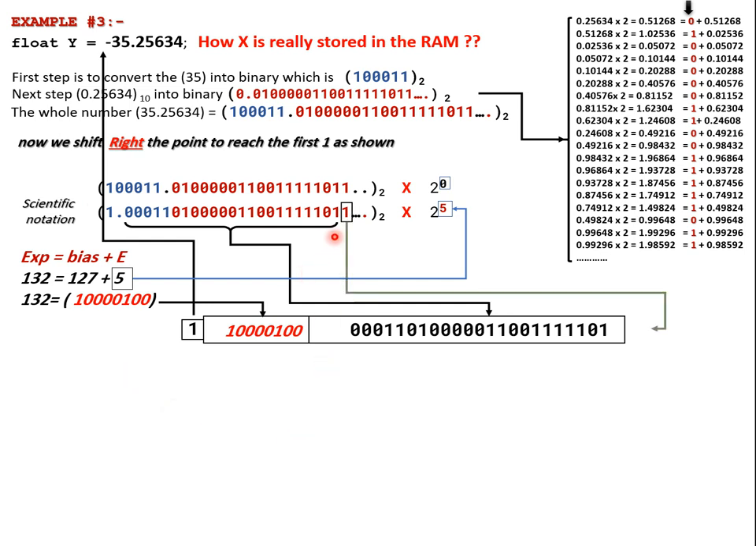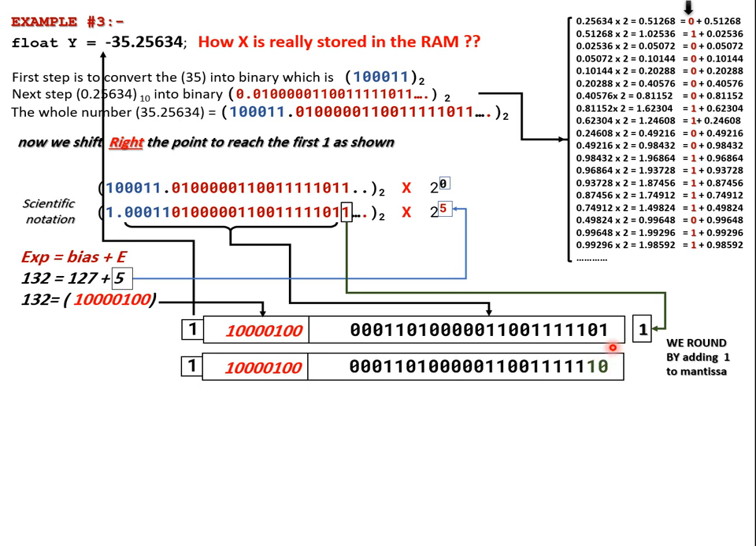Now we will check about the rounding. Is there rounding here? In this case, yes. We see that bit 24 is 1. A 1 means that we will round. By rounding, we mean adding 1 to the mantissa. So when we add 1 to this one, instead of 0, 1, it's going to be 1, 0. So this is the updated final result.